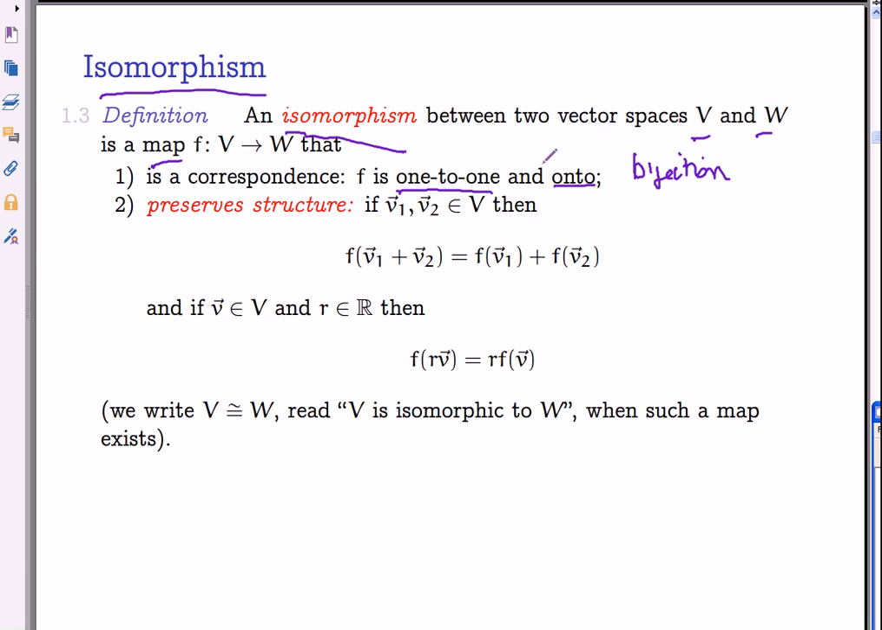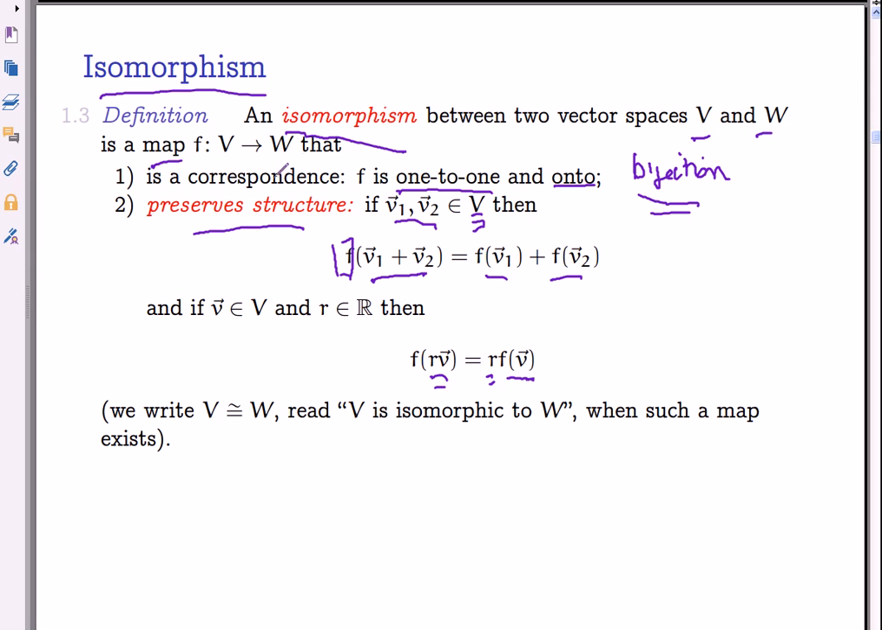Okay, so an isomorphism is a bijection, one-to-one and onto. It also preserves structure. If I have two vectors in the domain vector space V, and I take the mapping of the sum of these two vectors, that becomes the sum of the mapped vectors. So you can say in shorthand that the mapping of the sum is the sum of the mapped vectors. Similarly, the mapping of the scalar multiple is the scalar multiple of the mapped vector.